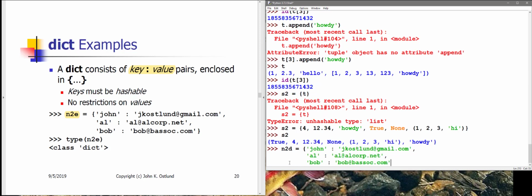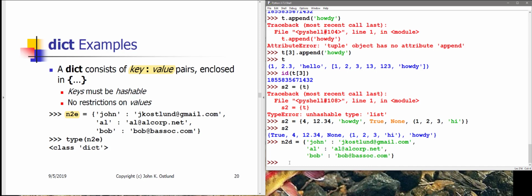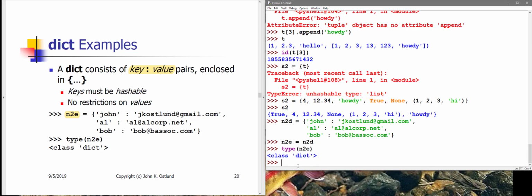Okay, so because this whole thing is contained within curly braces, I can get away with defining it on multiple lines. I just noticed I gave it the wrong name. N to D is not what I had in mind. But that's all right. I'll just say N to E gets N to D. And now both N to D and N to E refer to the same dictionary object. This dictionary object, let me confirm that it is a dictionary. Type of N to E is dict.